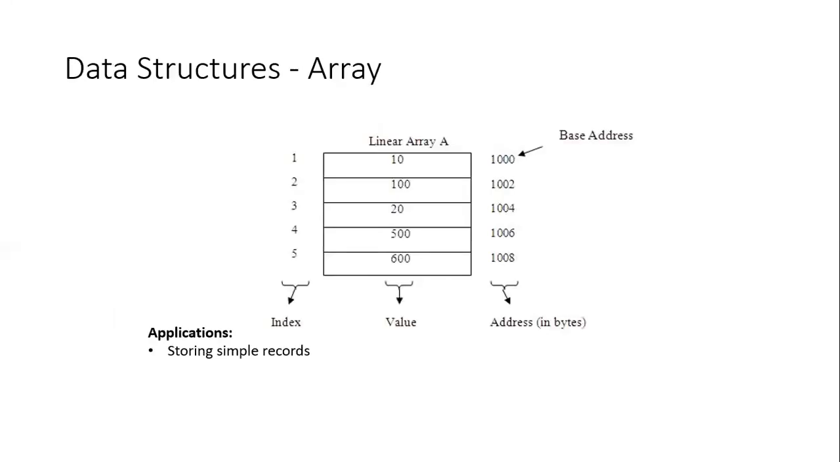Data structure: arrays. Arrays are used to store the data, where there are the indexing for the arrays and there are the values in the arrays. For arrays, there is some base address and then the address goes ahead with the indexing. So the first element of the array is at address 1,000, then the next one is 1,002, 1,004, 1,006, and 1,008. Applications are sorting and storing simple records.